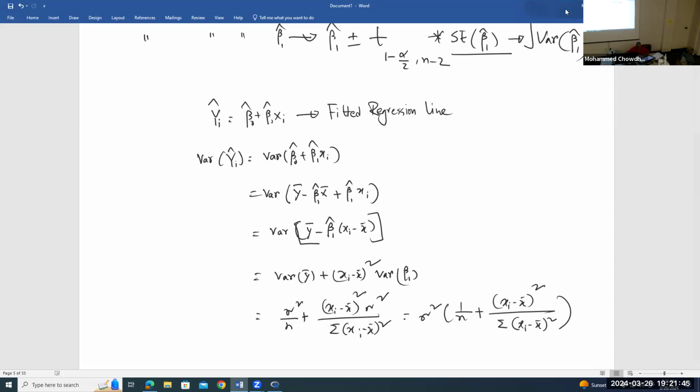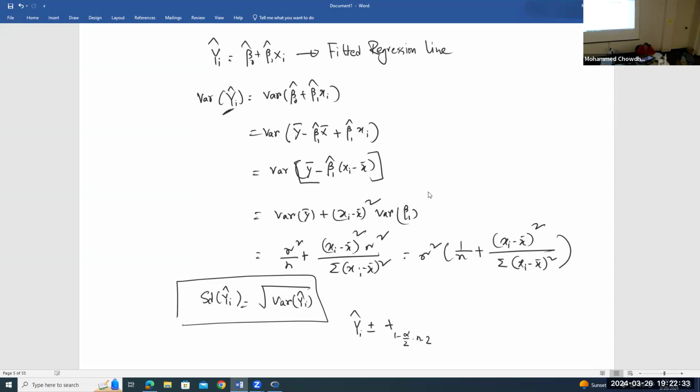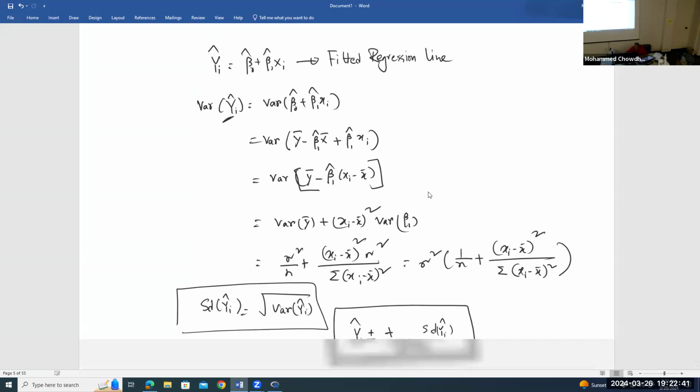Okay. This is for the fitted line. Now the standard deviation of yi hat is just the square root of the variance of yi hat. This is what you use in order to compute the confidence interval. If you want to construct the confidence interval for that, it will be yi hat plus or minus t with 1 minus alpha over 2 and n minus 2 degrees of freedom, times the standard deviation of yi hat. This is the confidence interval formula.